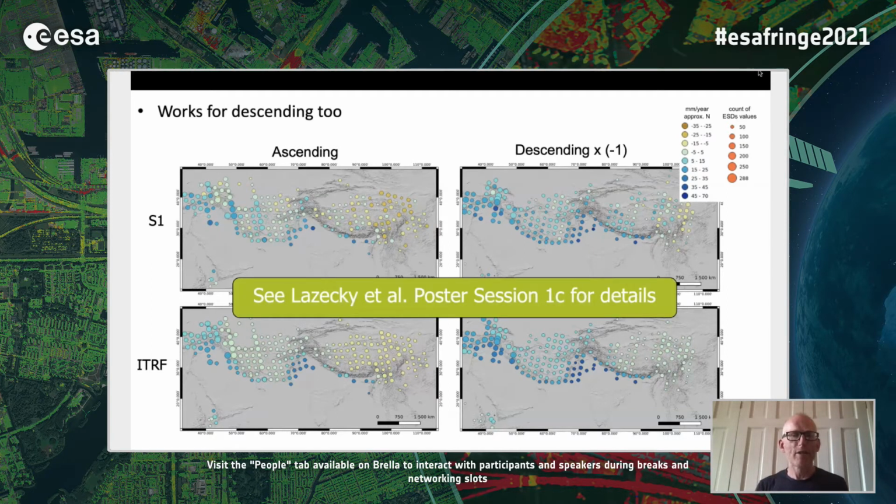So I encourage you to look at Milan's poster. He gave us a talk on Tuesday, but of course it's still available. I hope it's still available to take a look at.